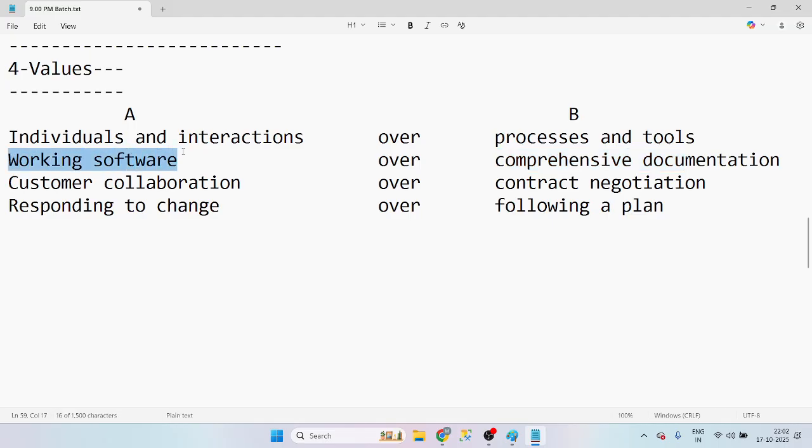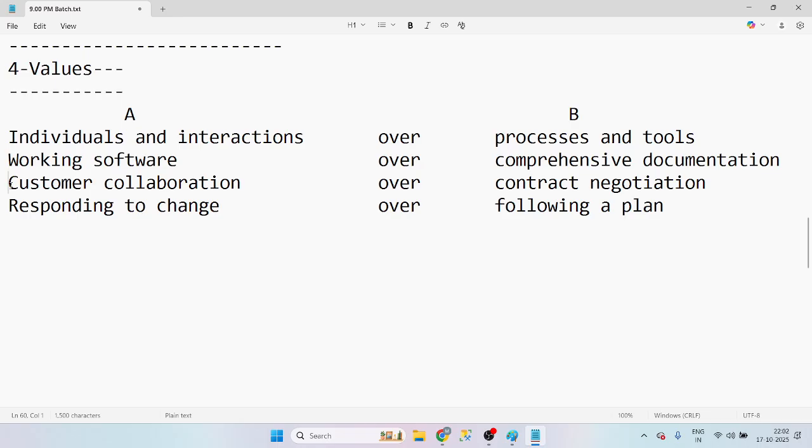Did you understand? Everyone, Ganesh? Okay, good. I'm going to the third point, guys. Customer collaboration over contract negotiation. This is my favorite, guys. So, what is meant by customer collaboration over contract negotiation?